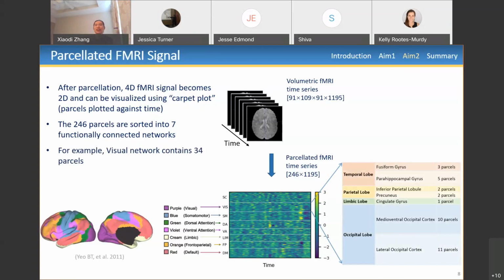It's always easier to visualize everything in 2D instead of 4D. And also it allows you to go back to the original brain space. But at the same time, you can visualize the interactions between or within different networks at any given time. Because of this, we use this carpet plot as our input data unit for our neural networks. So that's it for the fMRI signal preprocessing.